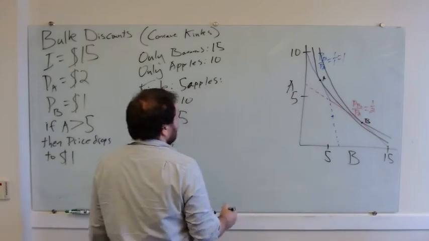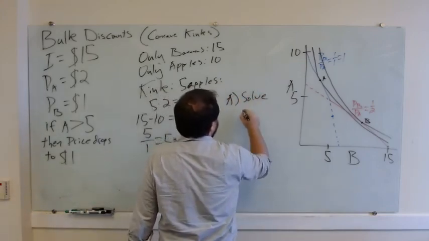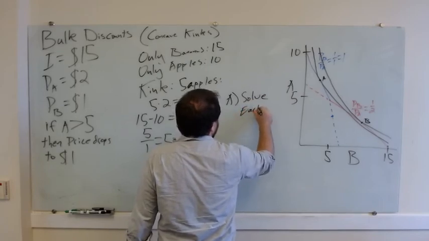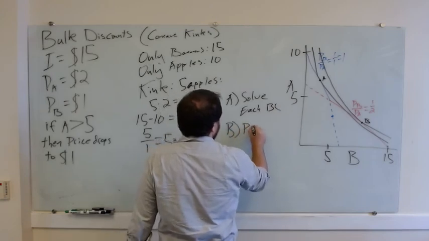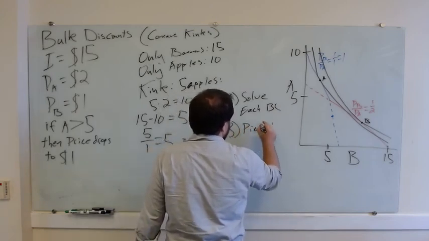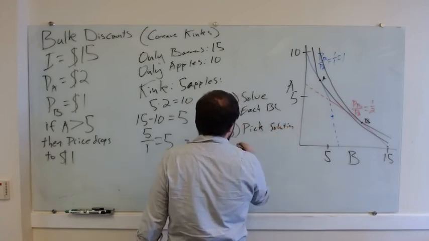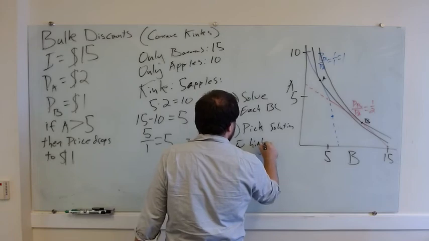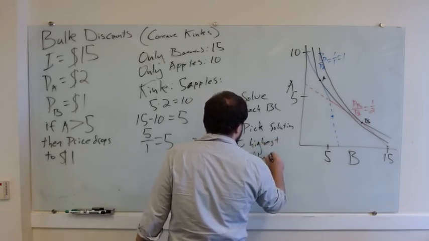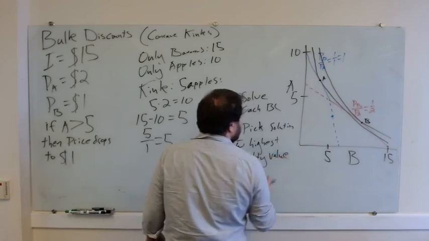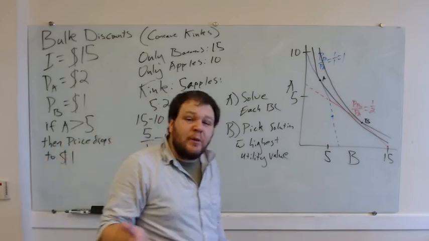So the essential approach is, first, solve each budget constraint, and then pick the choice solution with the highest utility value. Cool. And that's really what you do.